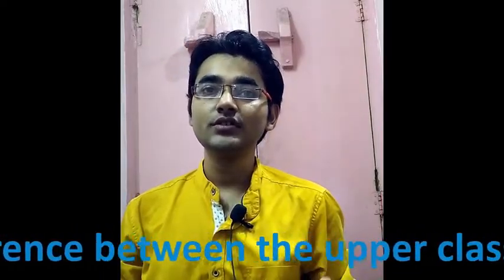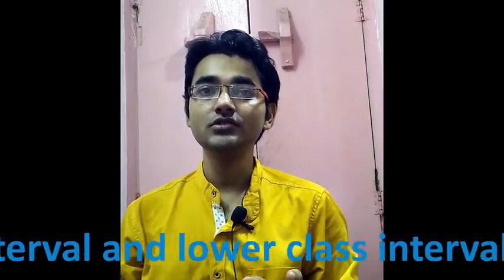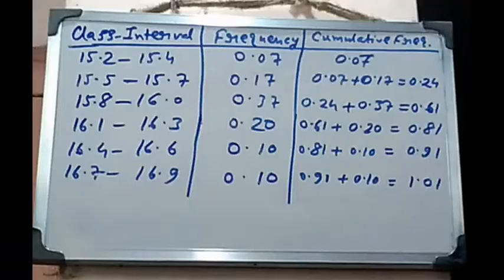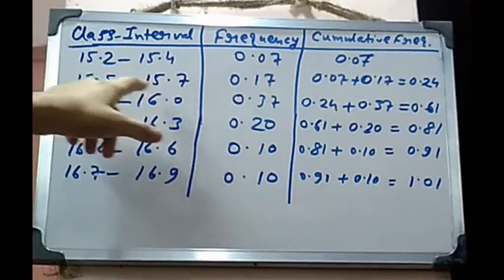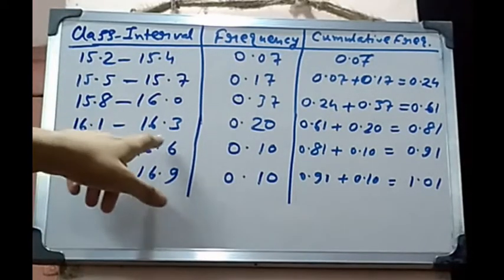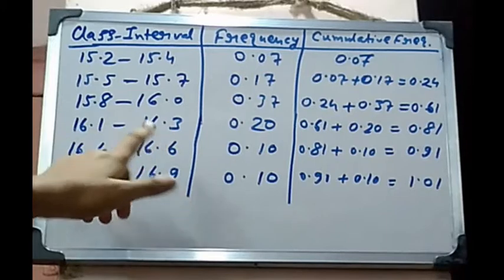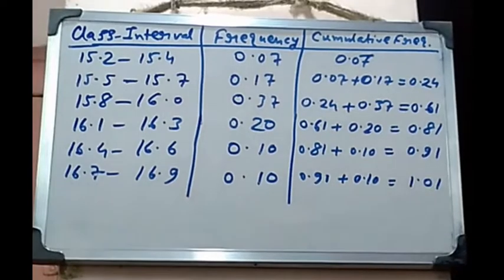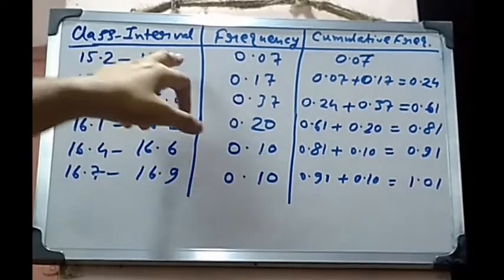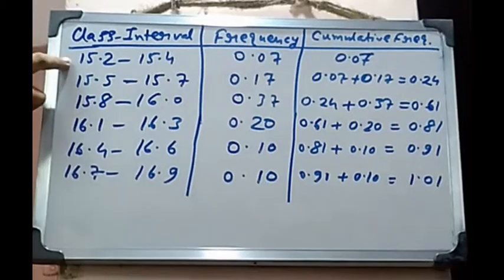Now we can also construct graphs using frequency distribution tables. Now there are various types of graphs. First of all, we have to know how to arrange a frequency distribution and what is cumulative frequency. Here we can see that the class intervals are 15.2 to 15.4, 15.5 to 15.7, 15.8 to 16, 16.1 to 16.3, 16.4 to 16.6, and finally 16.7 to 16.9. And the respective frequencies are 0.07 for the first class interval.